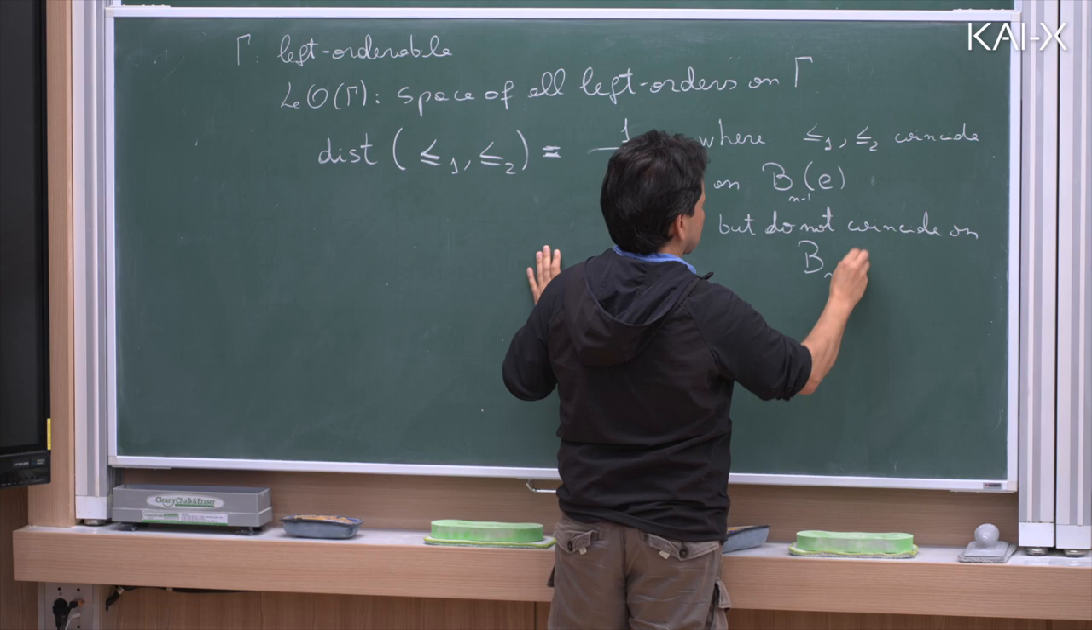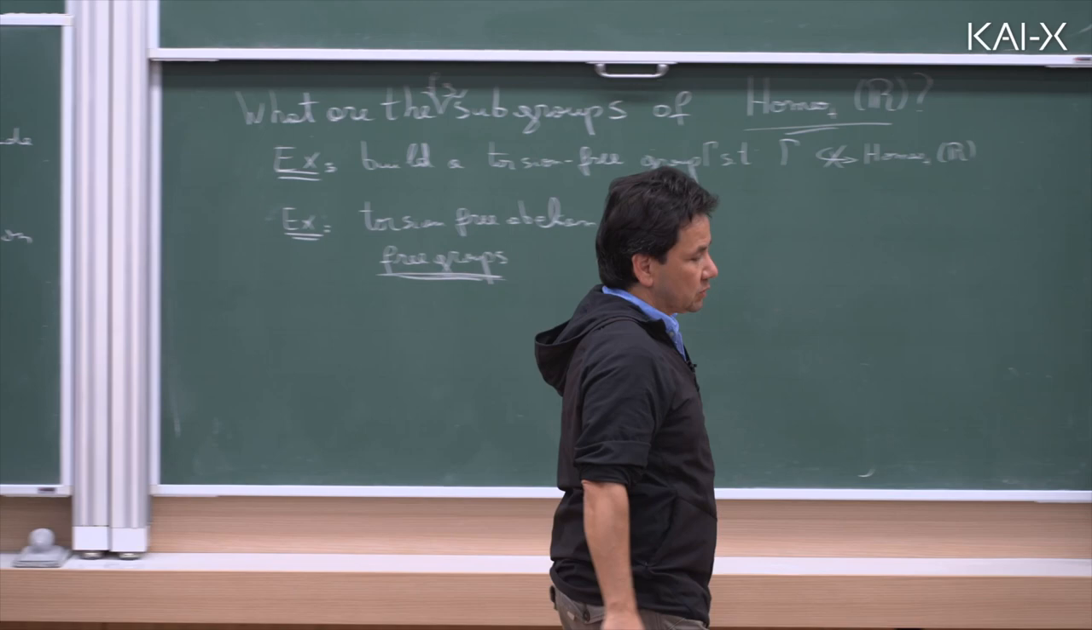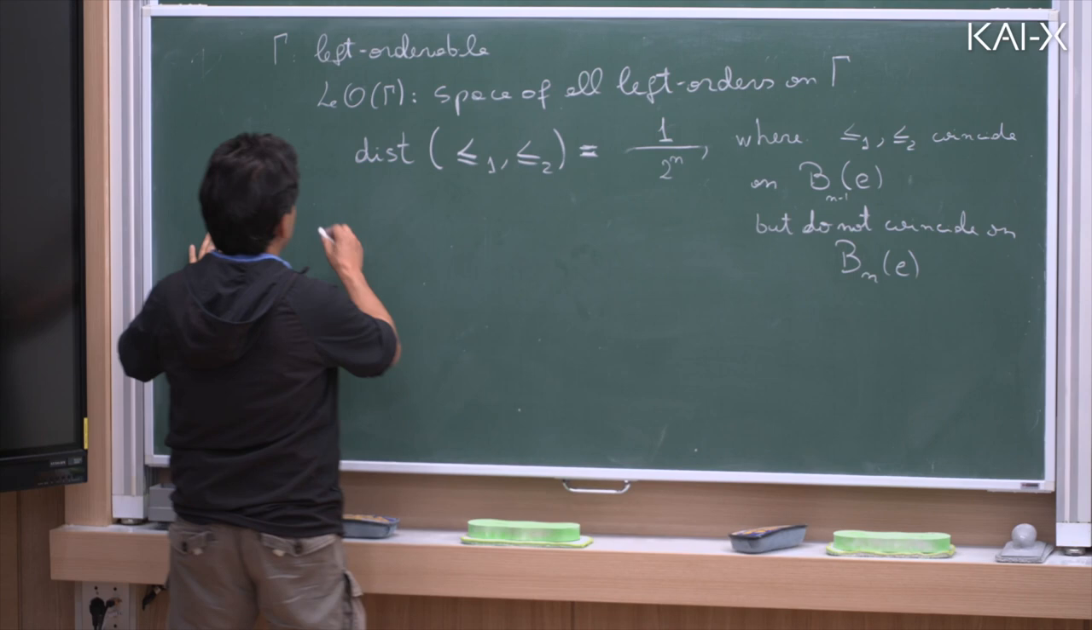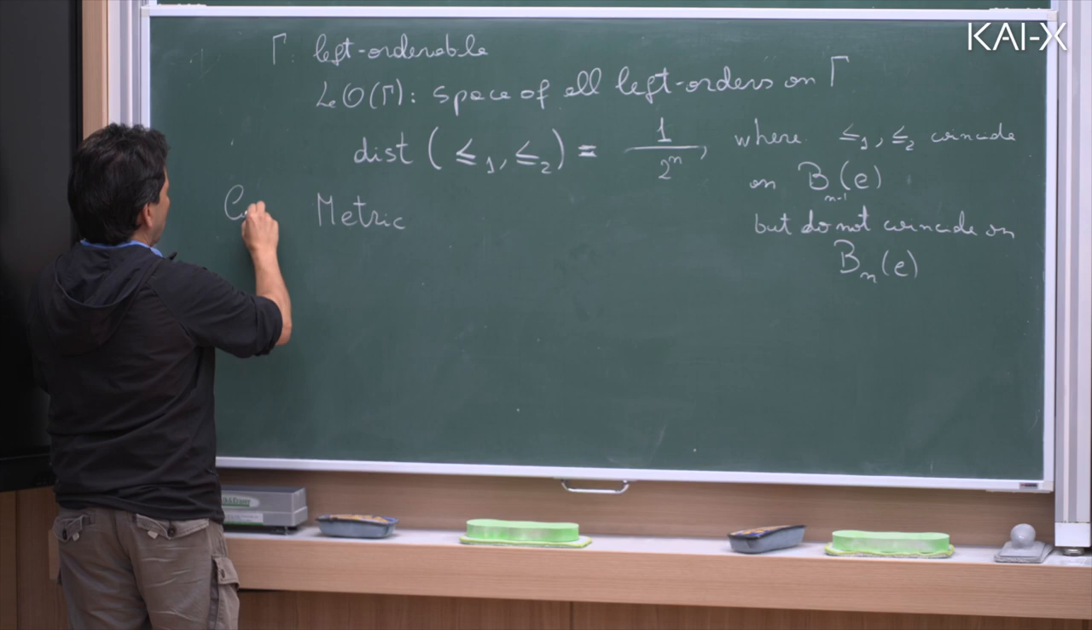So if I have two orders, at some moment they become different. So I look at the first moment where I see that difference, and I keep this number. Okay, this is a metric. And actually, this space with this metric is a compact metric space.